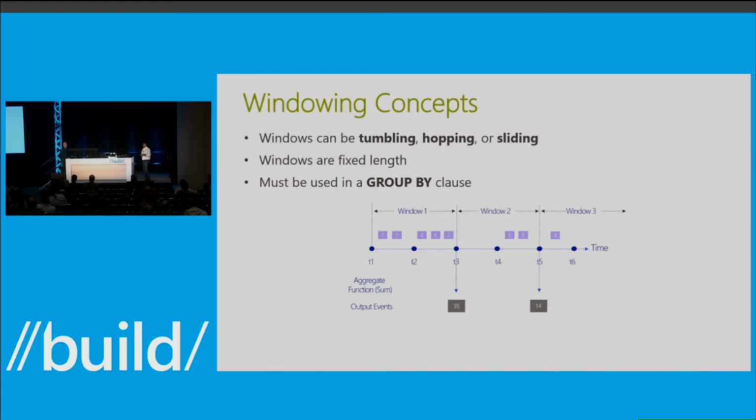Now, in this example, you can see window 1 has a few events that fall within its space. If I want to do aggregations like sum or count, the result would be shown at the end of the window. All events in Stream Analytics have a timestamp associated with them, so the output that we see will also have a timestamp, but it will be aligned to the end of the window.